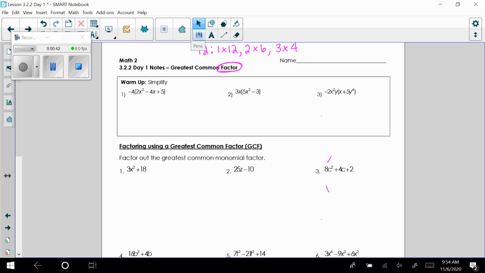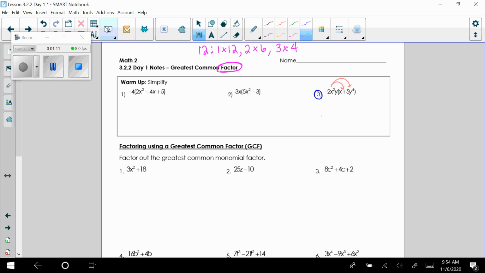So to start, we're just going to review actually multiplying polynomials together. So I'm going to do warm-up problem number 3 with you guys, and then I'll have you do number 1 and 2 on your own. So when we multiply, we're going to distribute through. And remember, when you multiply terms together, you add up their exponents.